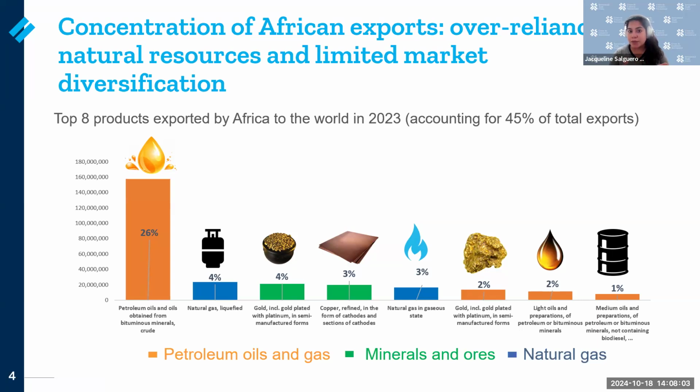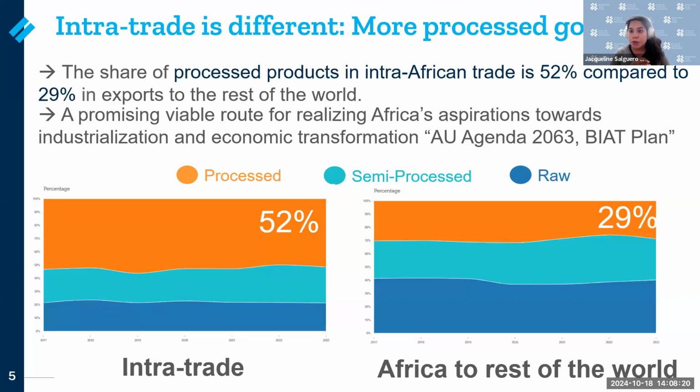So there are two specific facts that we have seen. The intra-African trade is low compared to other regions in the world, and continues to be concentrated on specific natural resources. But the good news is that when African countries, despite being so small, 15%, trade with each other, it tends to be on more processed items.